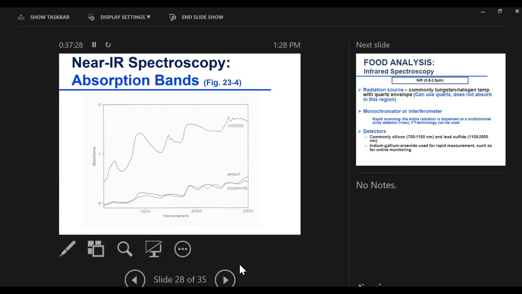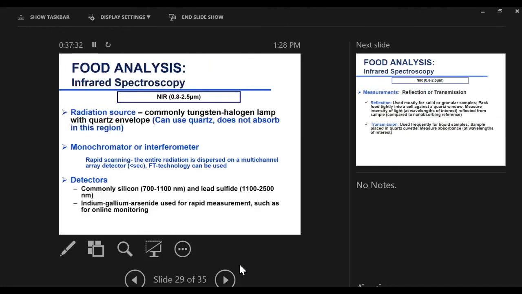So the radiation source in near IR is a tungsten halogen lamp with a quartz envelope. Quartz does not absorb in that region in the near IR, it absorbs in the mid IR. You can have either a monochromator or interferometer. Often you have the Fourier Transform technology, and then different types of detectors. Again, FYI, nothing to worry about here.